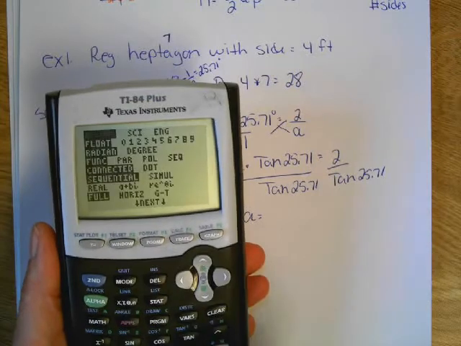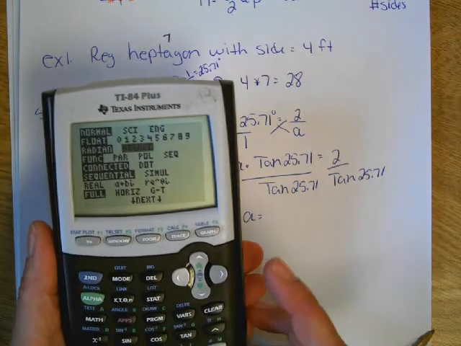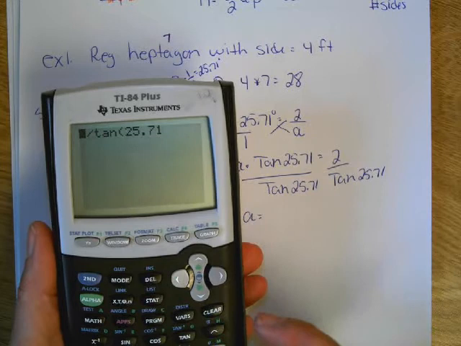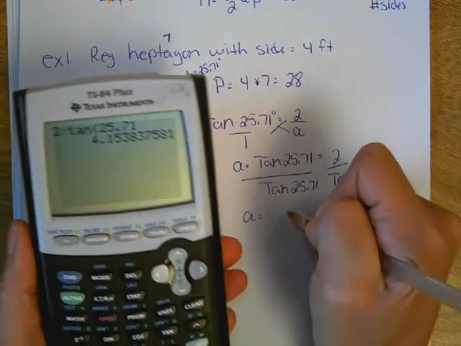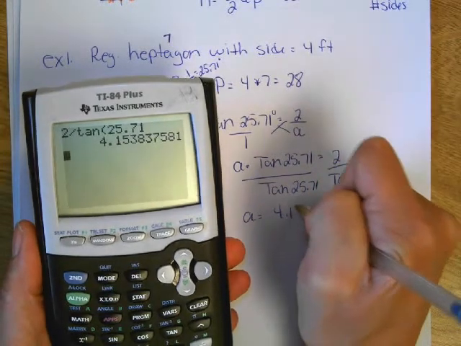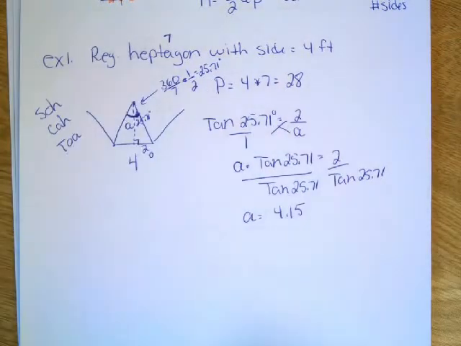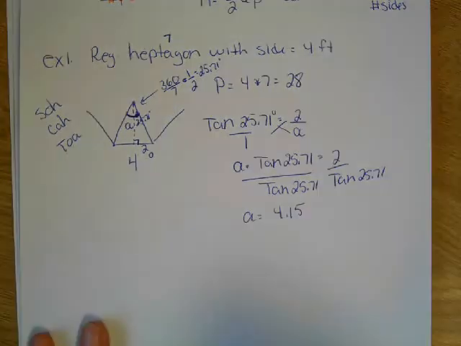I'm going to check my mode. Ooh, good thing I checked. I'm in radian. Okay. So the apothem is 4.15. And now we're ready for area. That was a lot of work, but we're there.